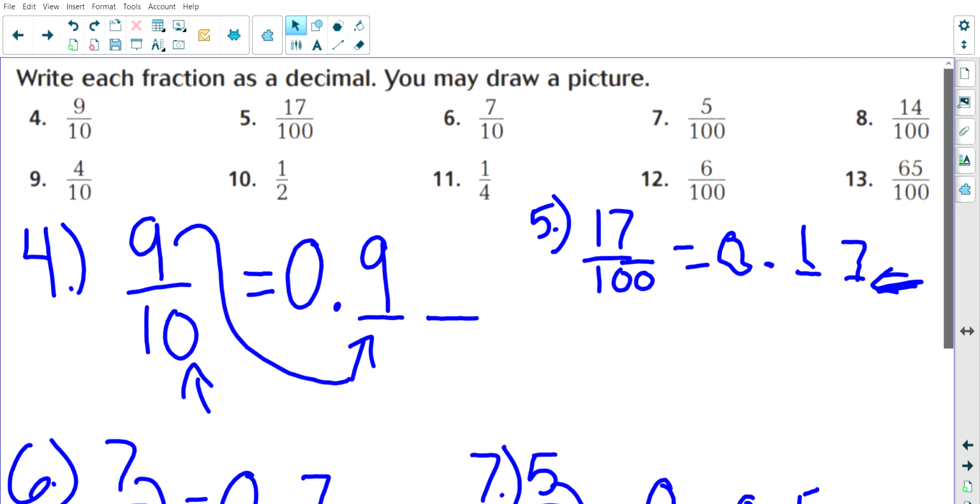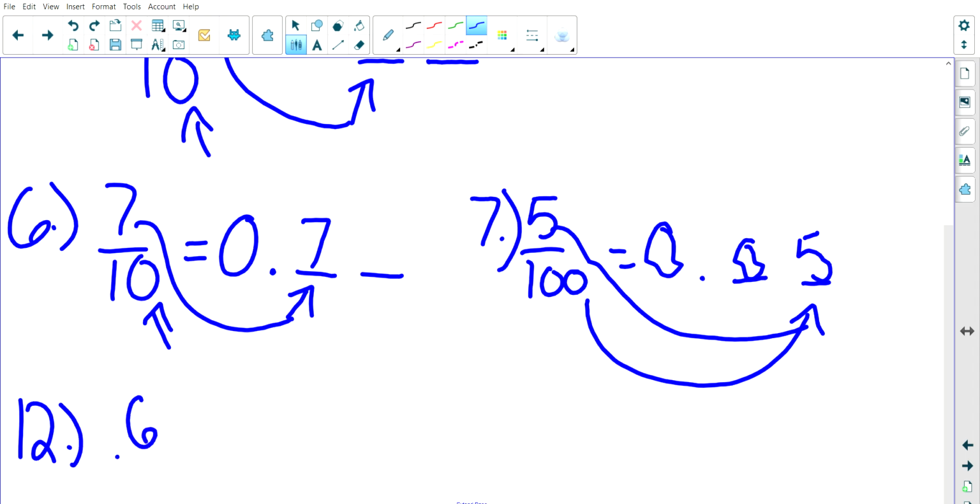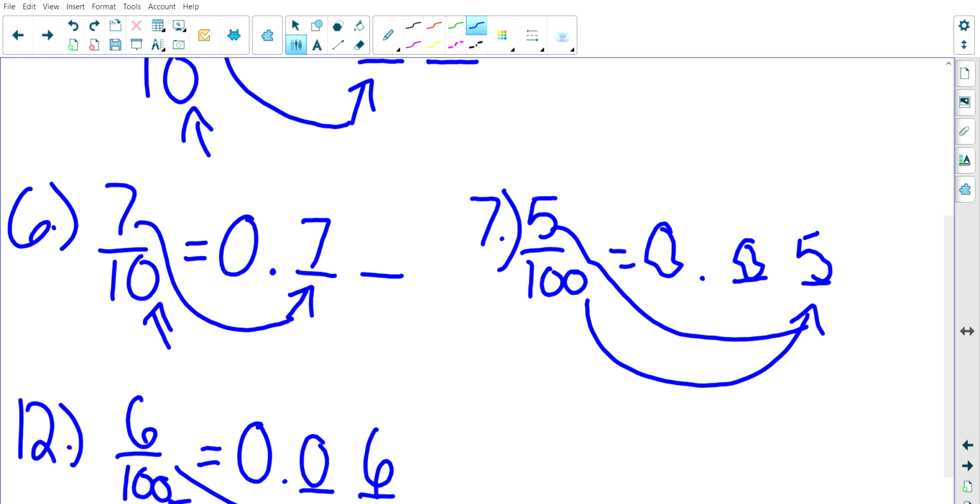All right, let's take a look at one more like that. Let's take a look at number 12. Number 12 says 6/100. I have no holes, so I can write a 0. I know that my total parts in the whole is 100. I know that this space here is the 100th space, so I know the 6 needs to go there. I only have 6/100. I don't have any tenths, and I don't have more than 6, so a 0 needs to go there to hold the place value.